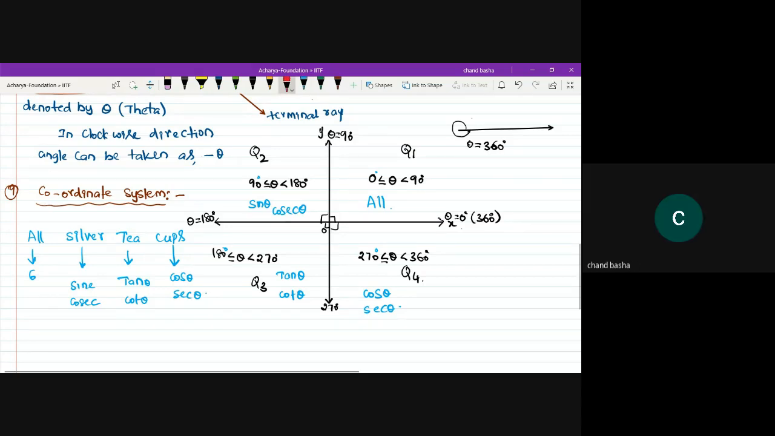So here it is quadrant number 1, quadrant number 2, quadrant number 3, quadrant number 4. All Silver Tea Cups. This is the word given to remember in which quadrant your trigonometric ratios are allowed. Just make a note of this coordinate system. The coordinate system is important for us.